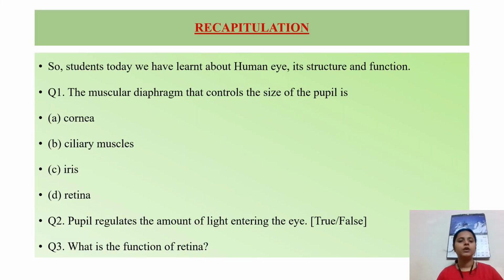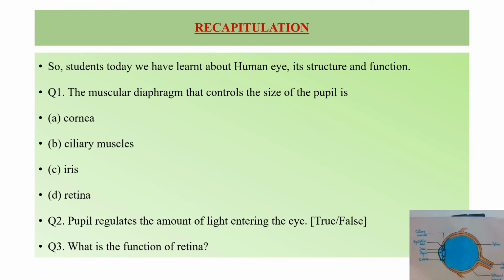So yes students, now it's time to recapitulate whatever we have studied till now. Today we have learnt about the human eye, its structure and its function. We have seen the human eye, and you can see its structure and the different parts labeled in this diagram. So we have studied the human eye structure, its different parts, and also the functions of all the parts of the human eye, isn't it? Yes, we have gone through the functions also.